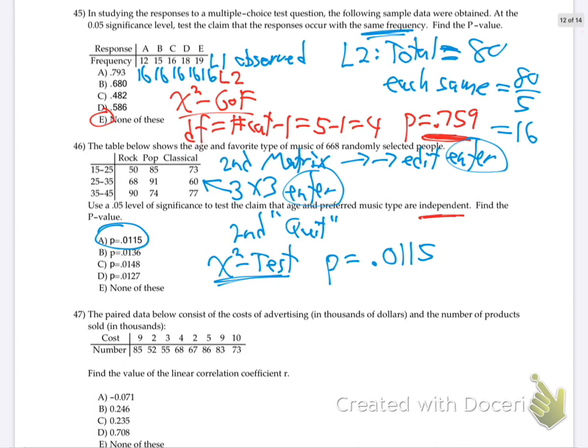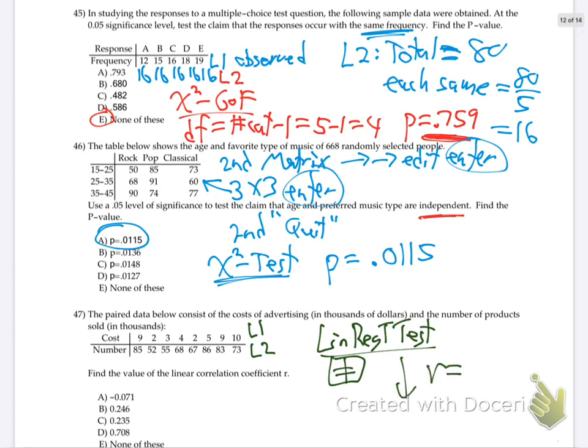Just throw your data in L1, L2, and this is L1, this is L2, and then just do linear regression t-test. Okay, when you do linear regression t-test, again, choose the not equals option. Always. Calculate, and then you got to go down a ways because the R is way down at the bottom. You'll get R is 0.7077, so it rounds to 708. There it is, answer D. R is the linear correlation coefficient.